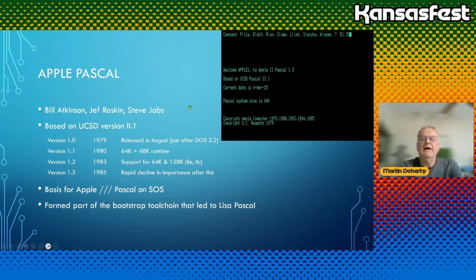So 1.0 of Apple Pascal came out in 1979, about the middle of the year, not long after DOS 3.2. It was originally a 13-sector software, and then it wasn't very good either. It had some pretty big problems. 1.1 came out pretty quickly, and 1.2 a few years later, because the 2E and the 2C had come out. So 1.2 added support for 128K, and boy, did that make a difference to the usability of the system. And the final version was 1.3, which came out in 1985.